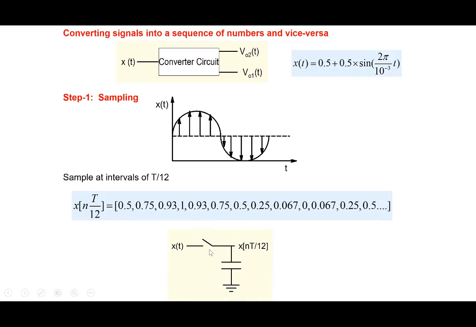So how do we do sampling? Well, we could do sampling using this particular means here. We have a switch and we have a capacitor. Suppose you want to sample at this particular instant. You close the switch. The switch could be a MOSFET, and we've seen earlier that a MOSFET can be in a high impedance state or a low impedance state. When you close the switch, the signal x(t) charges up the capacitor very quickly, so the capacitor will charge up to this particular voltage. And then the switch is opened. So we get these discrete values, sampled at uniform intervals of T by 12, and these values are available on this output node here.